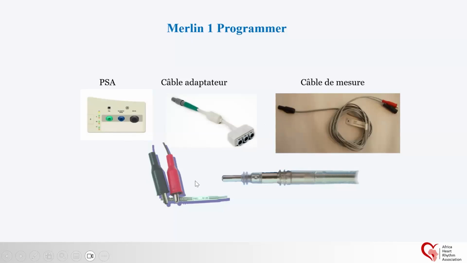Red is for ring. The code that we use for connection to connect the cable of measurement to the lead: black is for the back. That means we connect this first, and the red is for the ring. That means it is in the second connection.